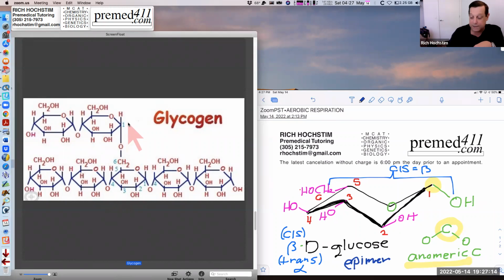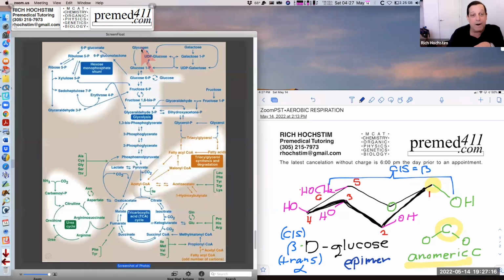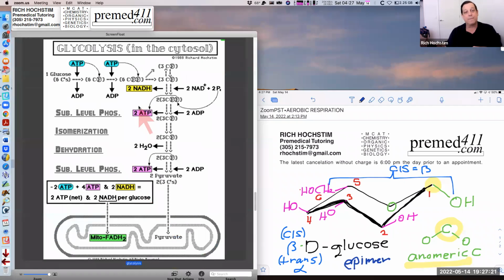But that glycogen is right over here on the top, leads into glycolysis. So now it's time for glycolysis. This is occurring in the cytosol. We start with one molecule of glucose, that's 6 carbons, and we use 2 ATPs.